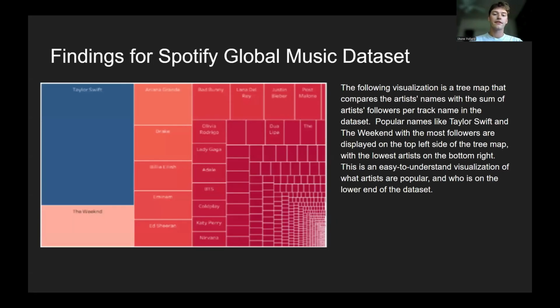So the first finding on our first dataset was a tree map that we created, which compares the artist names with the sum of artist followers per track name in the dataset. As seen on the left, popular names like Taylor Swift and The Weeknd with the most followers are displayed there. Towards the bottom right are artists that aren't as popular. It's an easy to understand visualization of what artists are popular and who's on the lower end of that dataset.